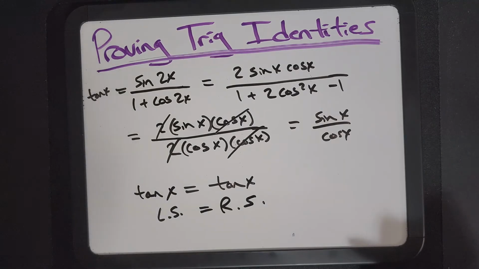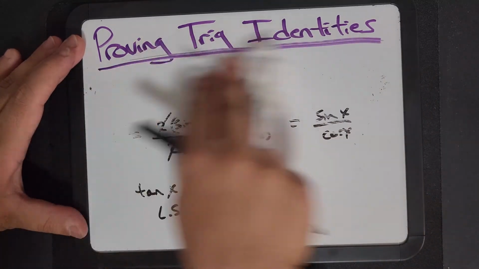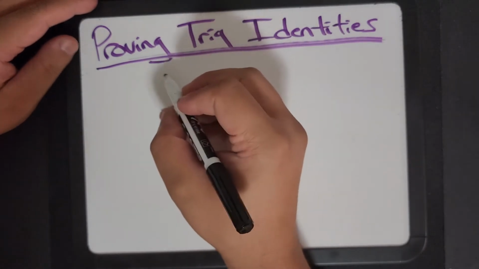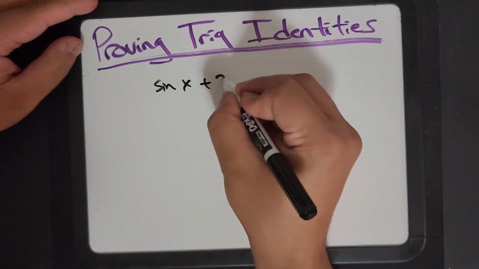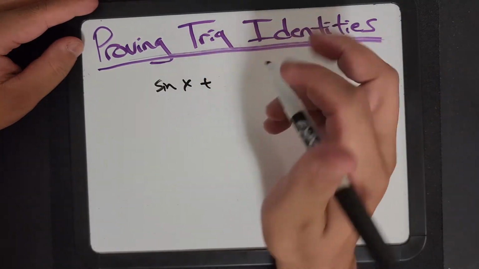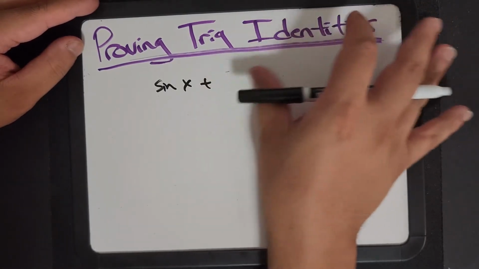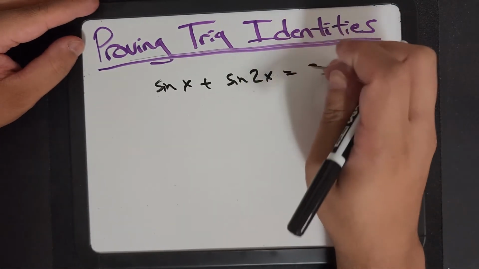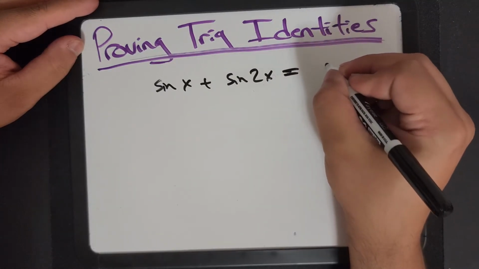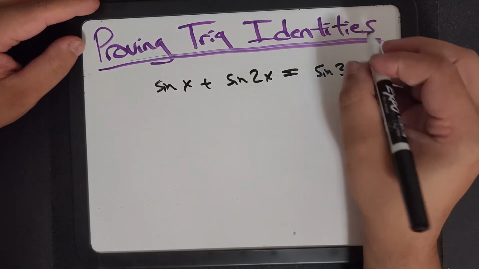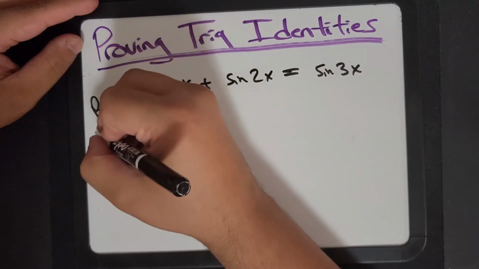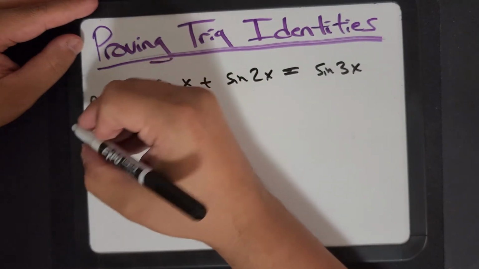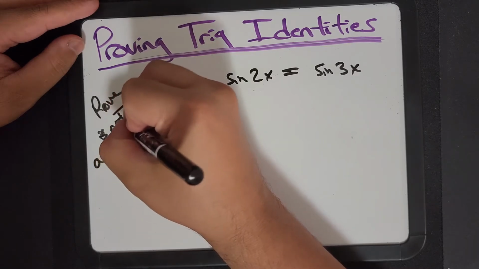Let's do another one. Let's say we have sine x plus sine 2x is equal to sine 3x. I want to prove that this is not an identity.